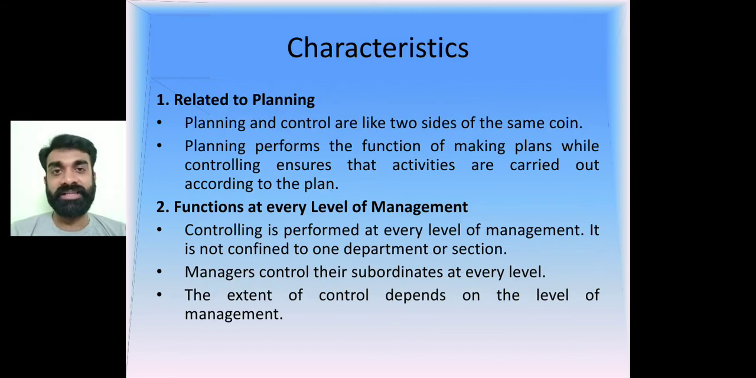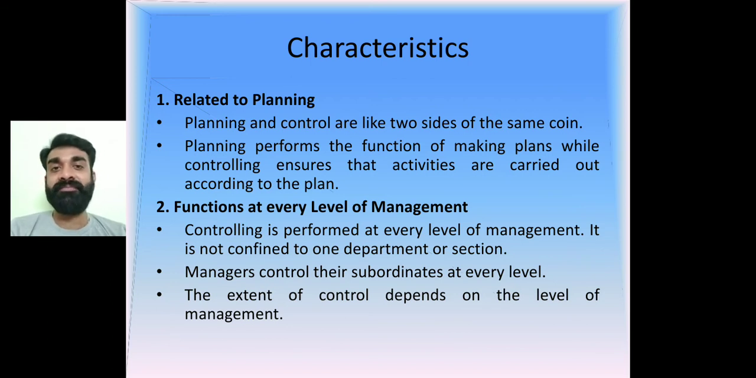Characteristics. First, it is related to planning, as I have already given you the idea in the concept or introduction. We can say that planning and controlling are two sides of the same coin, right? Without planning, controlling is not possible. What are you going to control? If you don't have the goal, the objective, or the activities that have been pre-decided or predetermined, what are you going to control? Nothing, right? So whatever has been decided in planning, controlling is going to make sure that these activities are carried out in accordance with the proper plan.